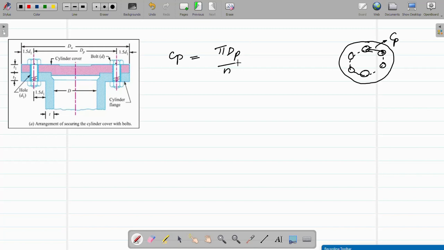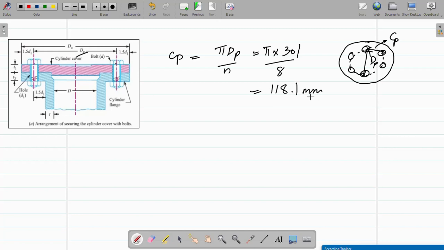So you can extract this formula. That is not a standard formula. This is the pitch circle. This diameter is the pitch diameter, divided by the number of bolts. So pi dp, where dp is 301 and n is 8, you get this as 118.1 millimeter.